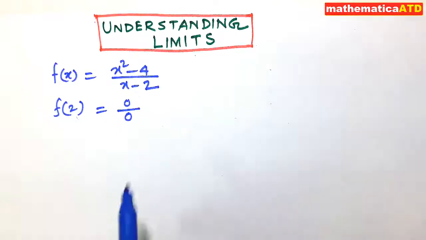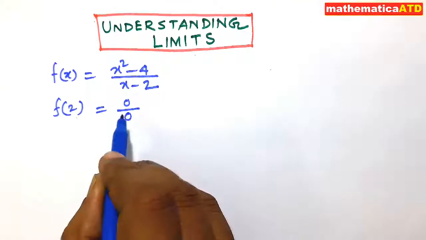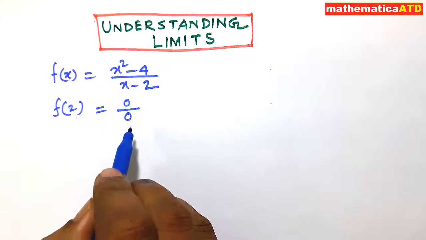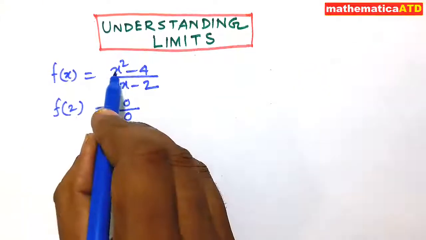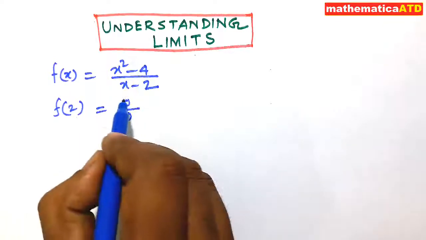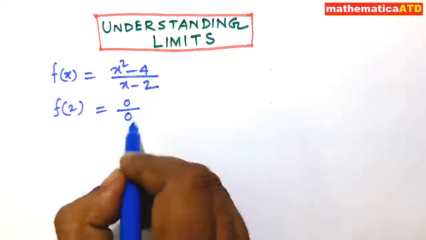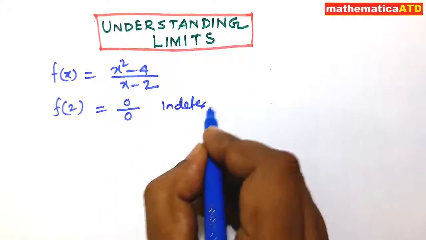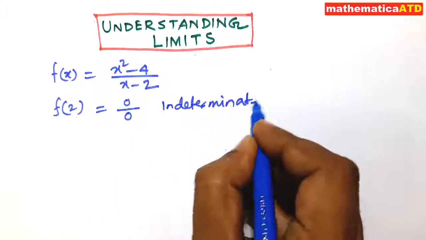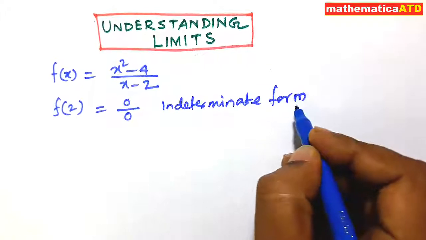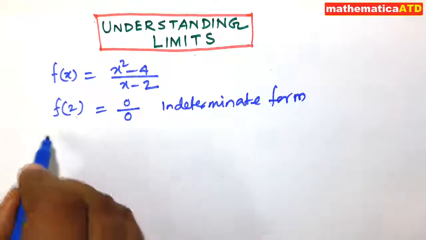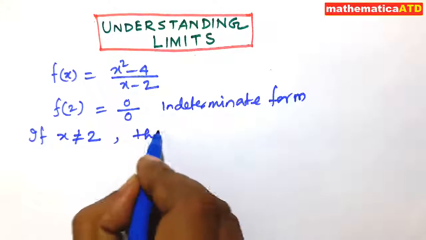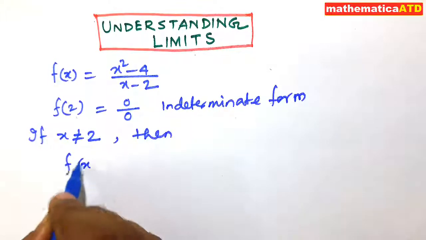What is indeterminate form? That means when the denominator is 0 or infinite like this, then the term will be in indeterminate form. So see that this is 2² − 4, means 0, divided by 2 − 2, is equal to 0. So 0 by 0 is an indeterminate form.